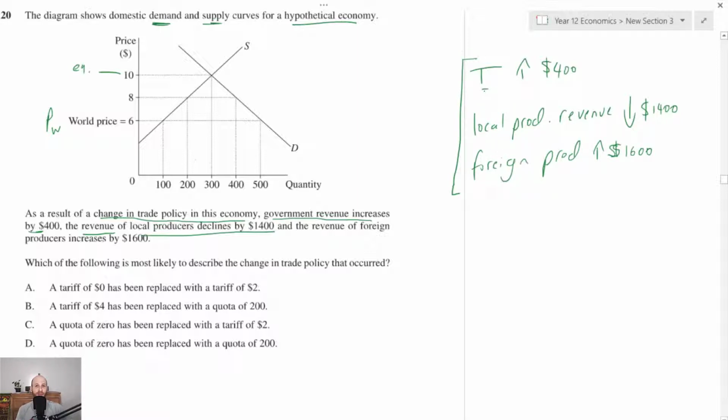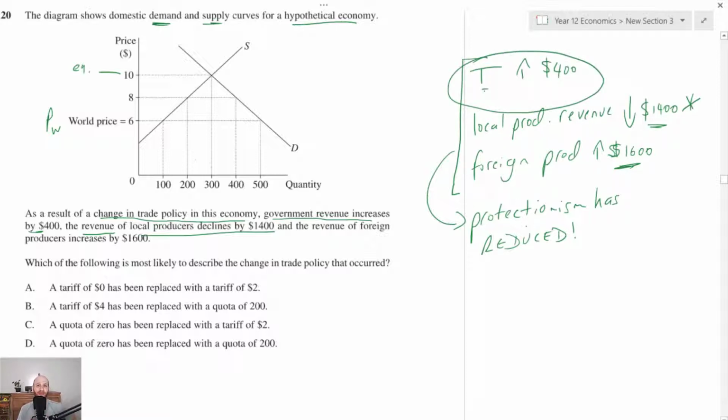Because can you see here, what I can say is that actually what seems to have happened here is that protection has reduced because local producers make less money, foreign producers make more money, but the government is still making revenue. So some protection must still be in place. So what I need to do is try and find these values. So let's put some points in.